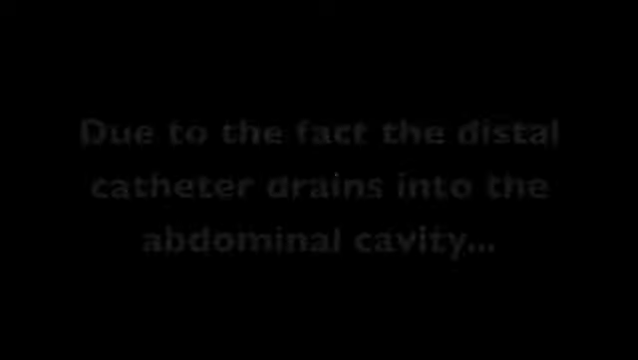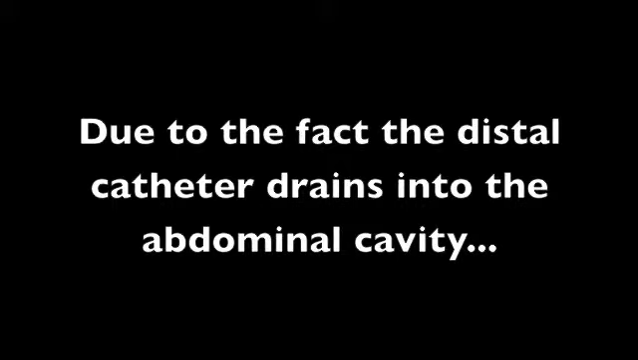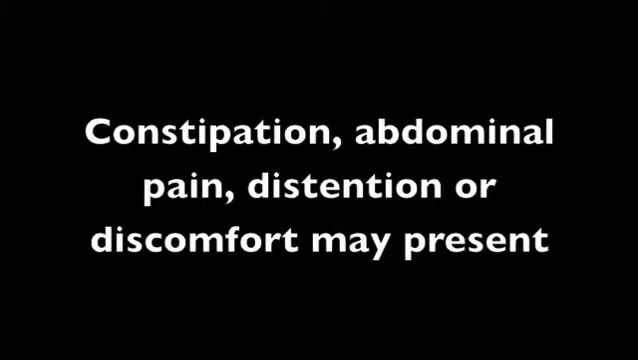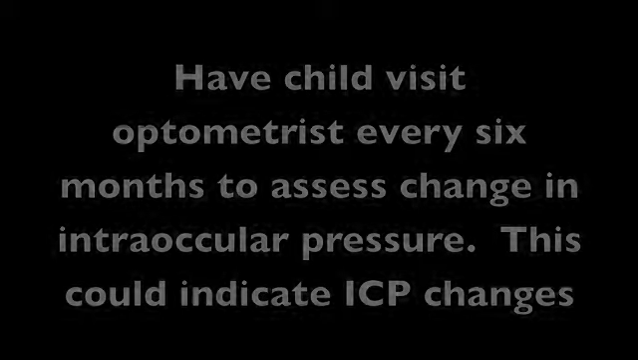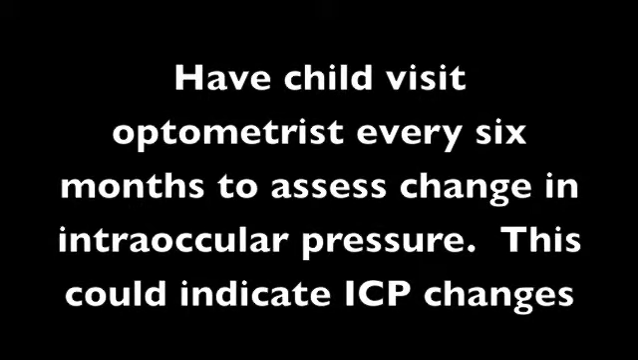The abdominal assessment. Due to the fact the distal catheter drains into the abdominal cavity, constipation, abdominal pain, distension, or discomfort may present. This may be indicative of future or present malfunction. If any signs of infection or malfunction present, immediately contact the primary care physician for a checkup. Have child visit optometrist every 6 months to assess change in intraocular pressure. This could indicate intracranial pressure changes.